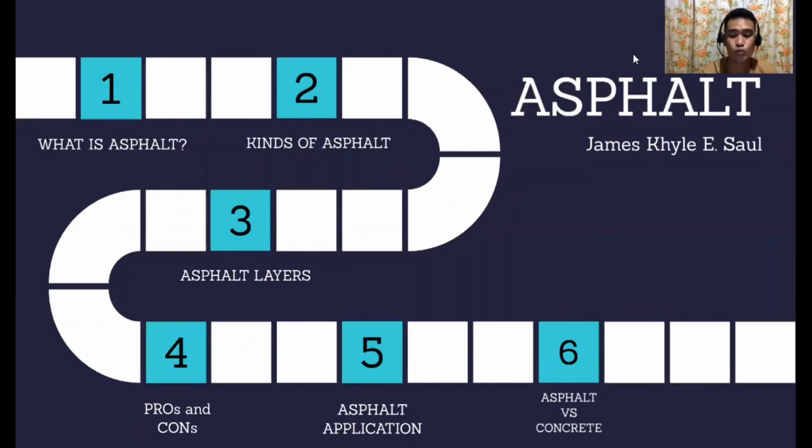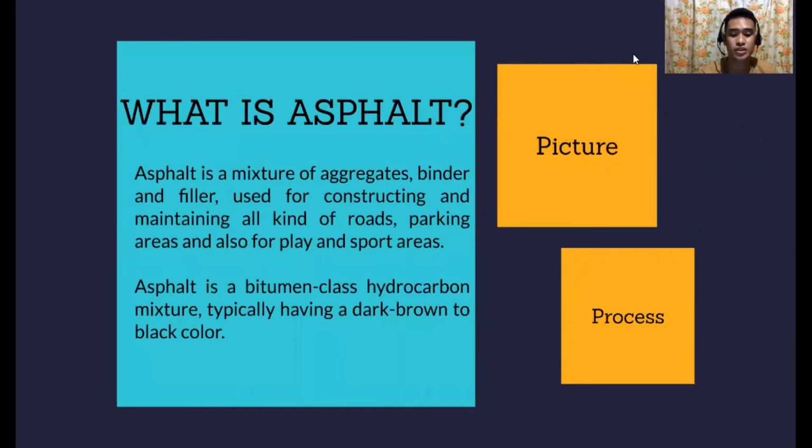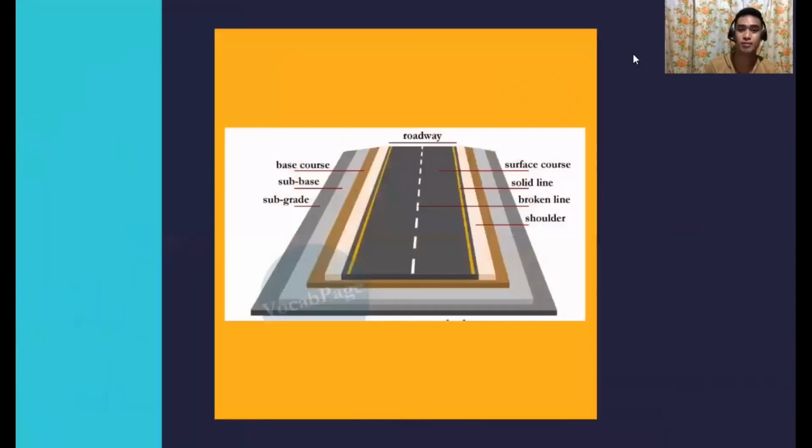So, what is asphalt? Asphalt is a mixture of aggregate, binder, and filler used for constructing and maintaining all kinds of roads, parking areas, and also for play and sport areas. Asphalt is a bitumen class hydrocarbon mixture, typically having a dark brown to black color. This is an example of a roadway having asphalt on top of it.